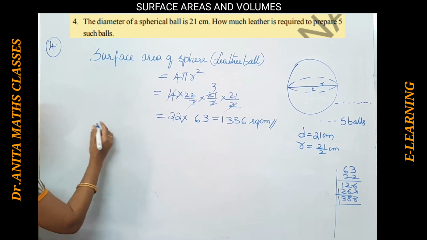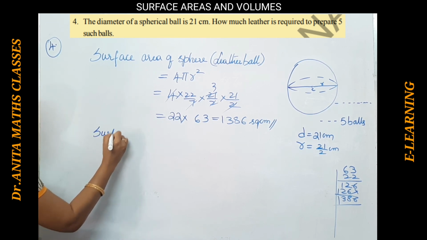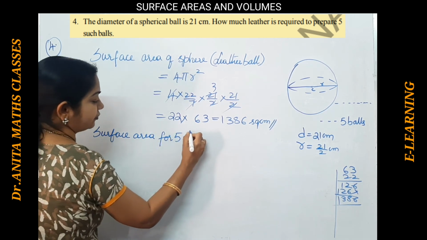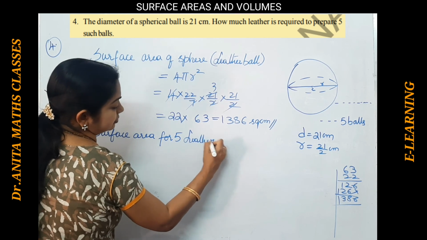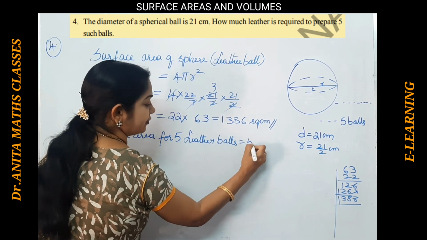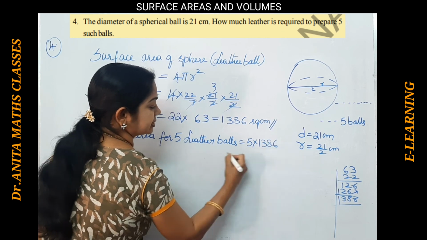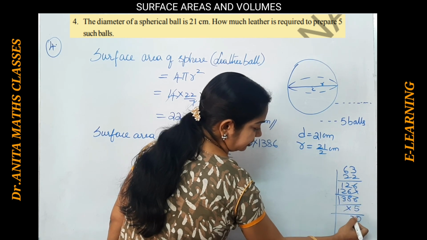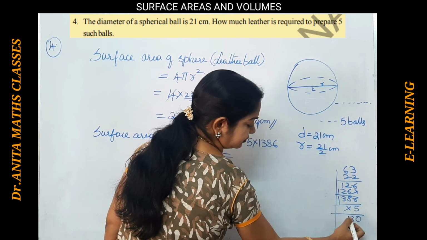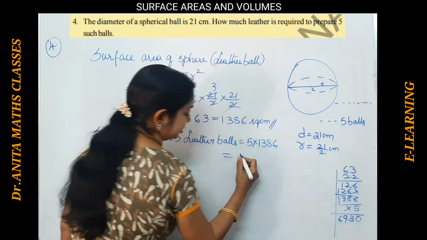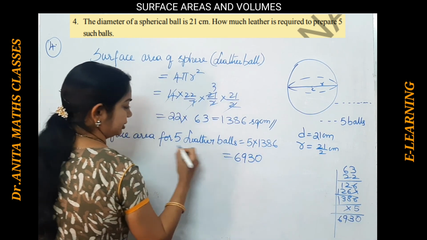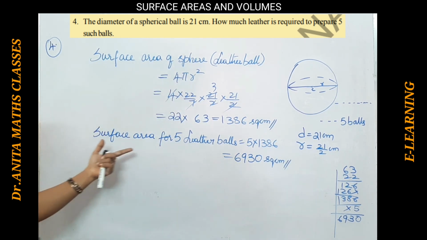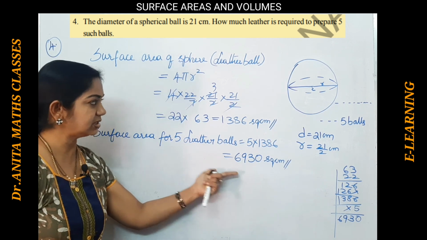Now we want the surface area for 5 leather balls. That means 5 multiplied by 1386. We multiply here: 5 times 6 is 30, 5 times 8 is 40 plus 3 is 43, 5 times 3 is 15 plus 4 is 19, 5 times 1 is 5 plus 1 is 6. So 6930. This is also in square centimeters. This is the total leather required to make 5 leather balls. Please pause it and note it down.